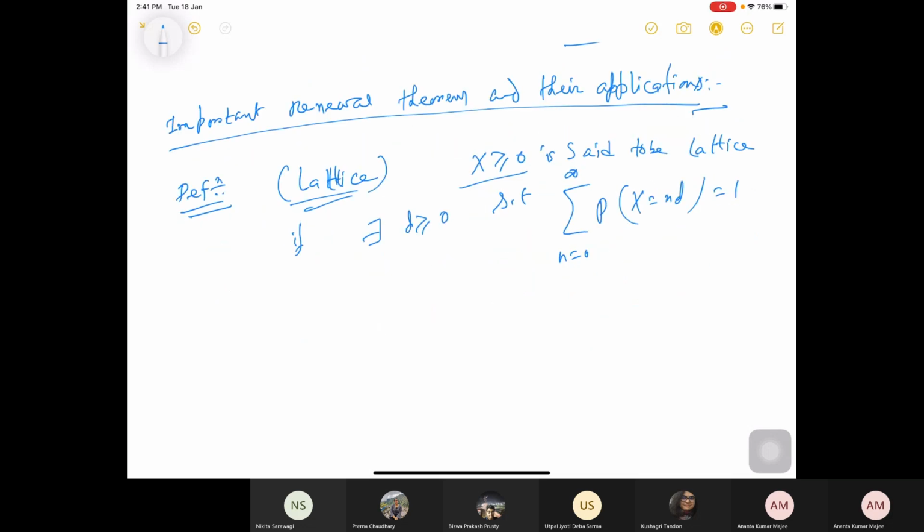In particular, if you look at the Poisson process with intensity lambda positive, in that case, what will be d? For the Poisson random variable, d is equal to 1, because it takes only non-negative integer values, basically 0, 1, 2, 3, 4 and so on. So for Poisson random variable, d is equal to 1.